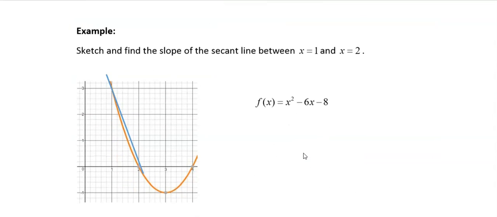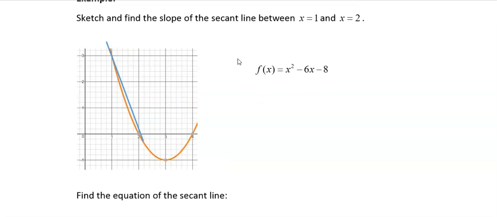On the top of page 19, here's another example. And this one again is pretty much the same as the one we just did. It says sketch and find the slope of the secant line. Well, I think they've already got it sketched there for us. Between x equals 1 and x equals 2.